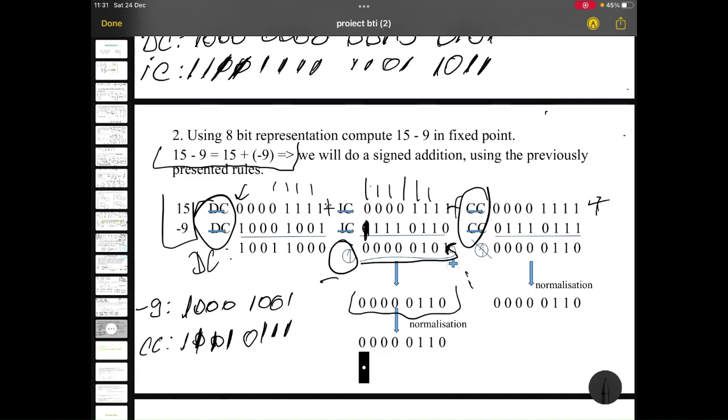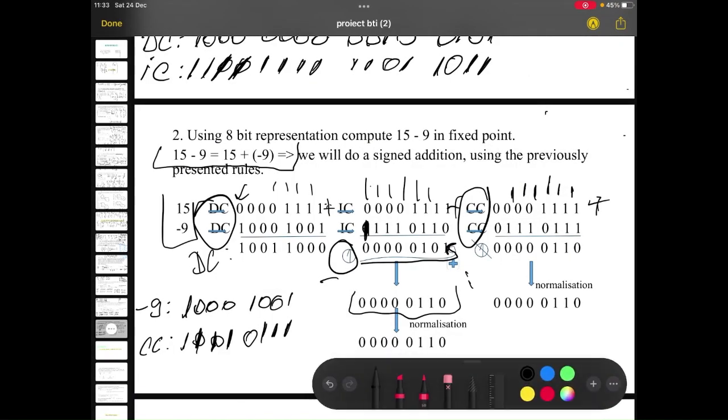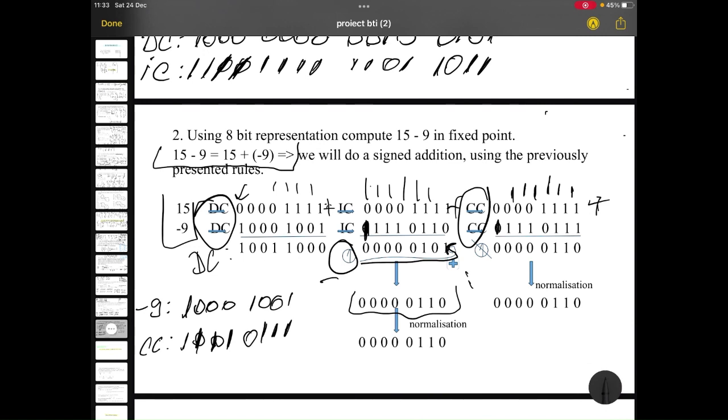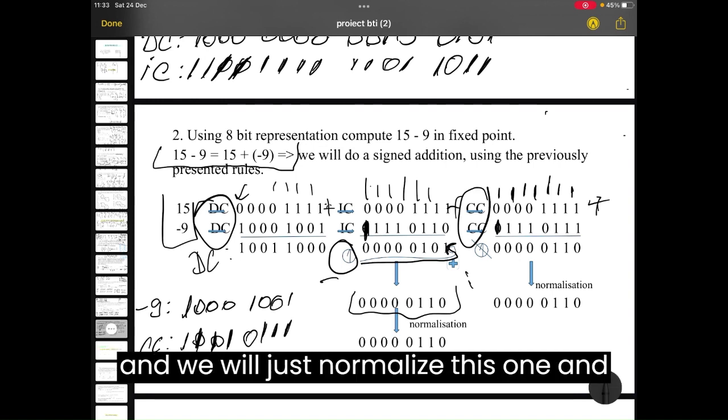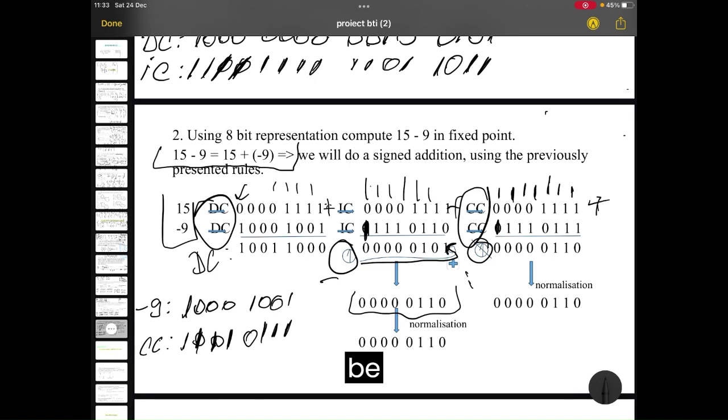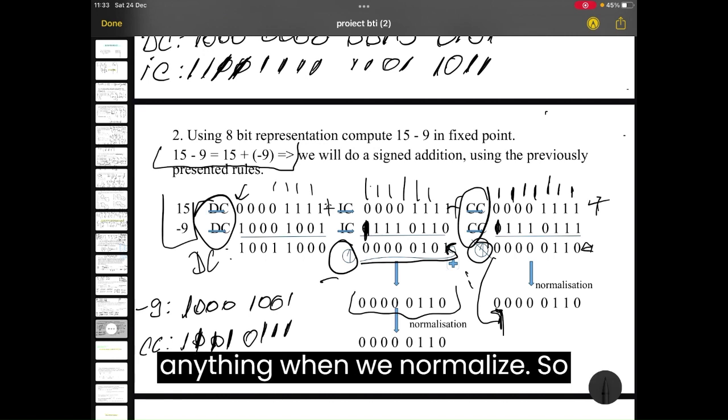1 plus 1 equals 0, 1 in mind. 1 plus 1 plus 1 equals 1, 1 in mind. 1 plus 1 equals 0, 1 in mind. 1 plus 1 equals 0, 1 in mind. So here is a mistake. This should be 1. So we are here. 1 plus 1 equals 0 and 1 in mind. 1 plus 1 equals 0 and we keep 1 in mind, which in this case will not be added to the result. And we will just normalize this one. And because the sign bit is zero, we do not change anything when we normalize.